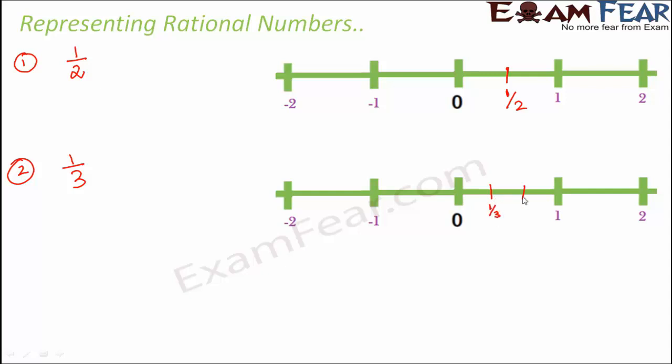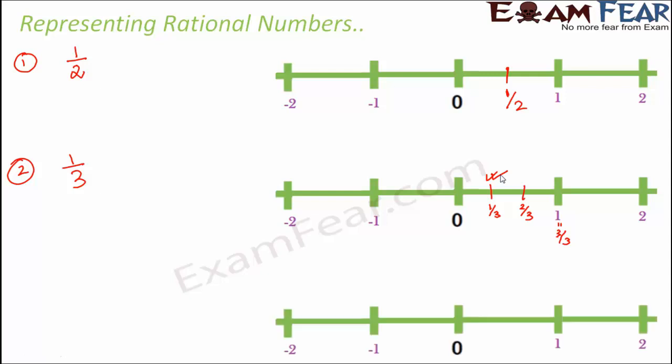The second part is also 1 by 3, but from 0, how much will it be? 1 by 3 plus 1 by 3. So that means this point will be 2 by 3. What will be this point? This would be 1 by 3 plus 1 by 3 plus 1 by 3, that is 3 by 3. So 3 by 3 is equal to 1. Right? So in this way, you can locate this point as 1 by 3. So we could locate the point 1 by 3.